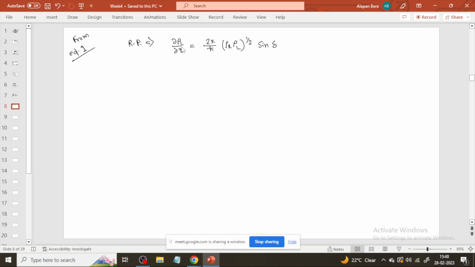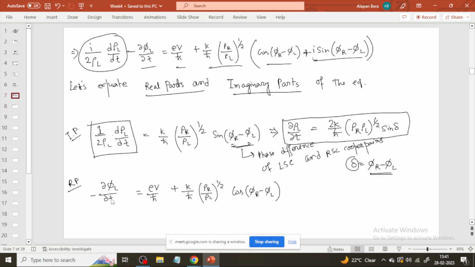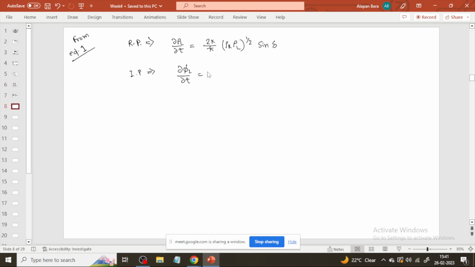Okay, so we have just derived this in the last slide, and also for the imaginary part, we got this d phi L by dt. In this equation, we take the minus sign on the right hand side: minus eV by h bar minus k by h bar, and we again put delta in the place of theta R minus theta L. So this is what we get from equation number 1.